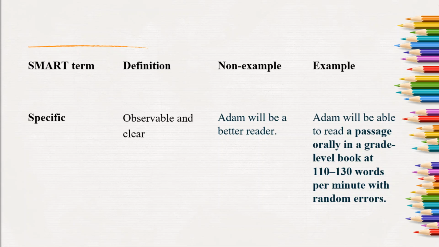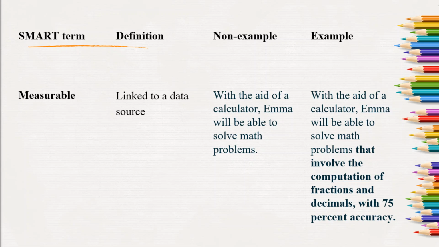It's something that can be observed and it's something that we can measure, which is going into our next part of the SMART goal. So M stands for measurable. So measurable means that it needs to be linked to some type of data source. So a non-example of that is with the aid of a calculator, Emma will be able to solve math problems. So this doesn't provide us with any information about how we're measuring the number of math problems she's solving, how many does she need to get correct. So these are all things that we need to consider when creating a SMART goal.